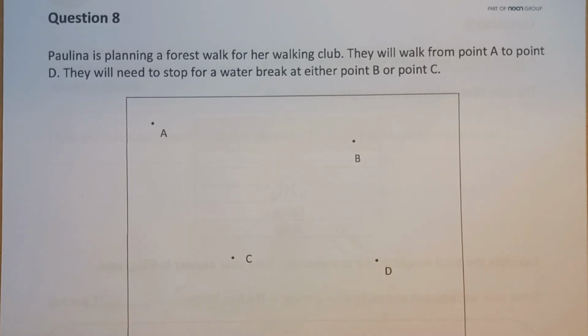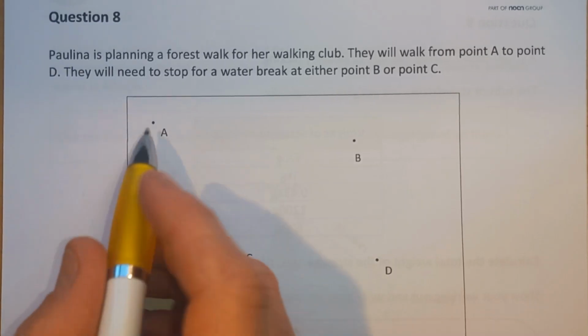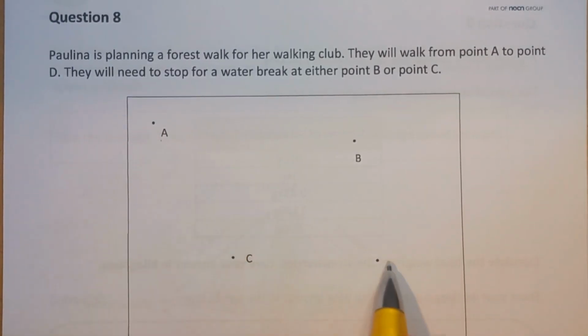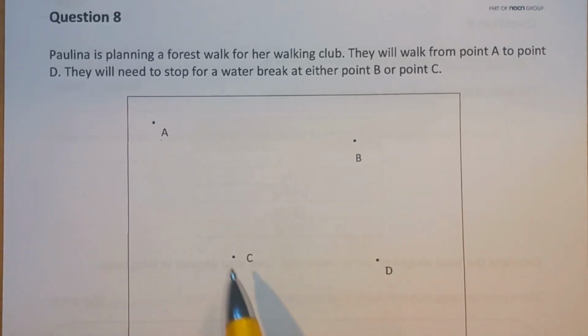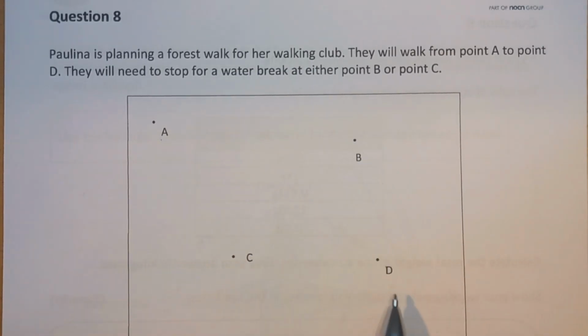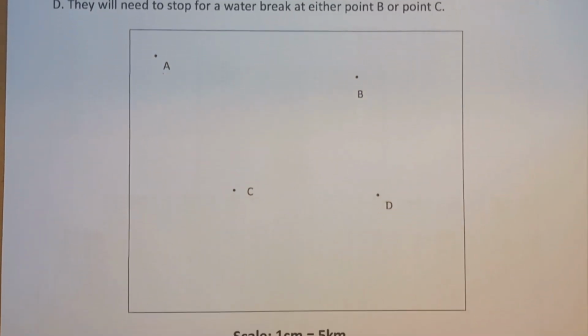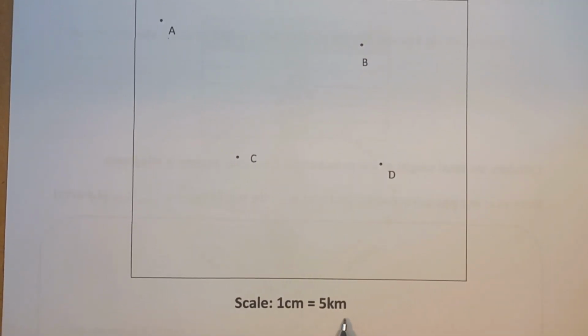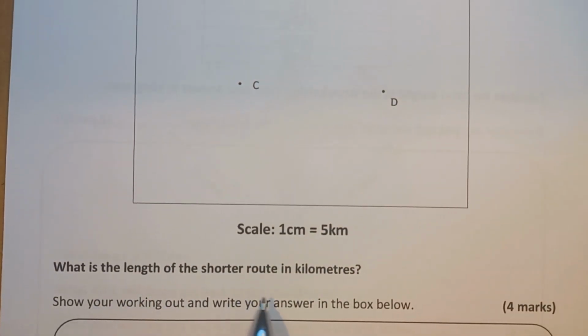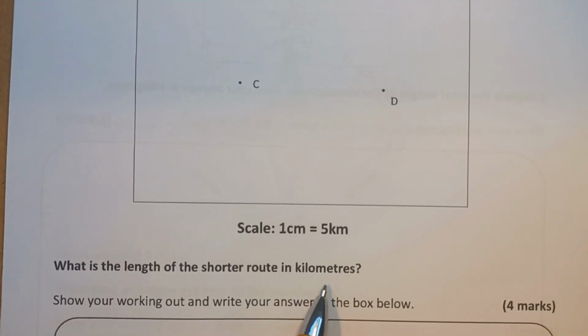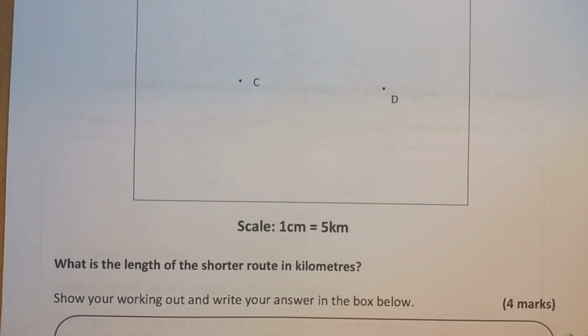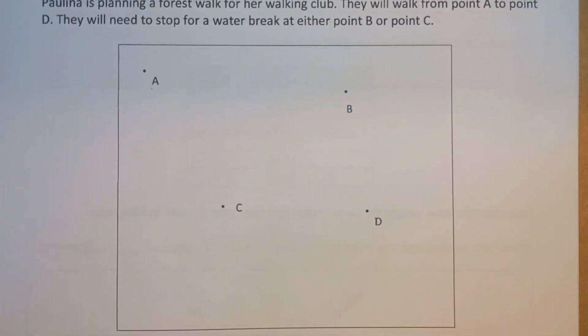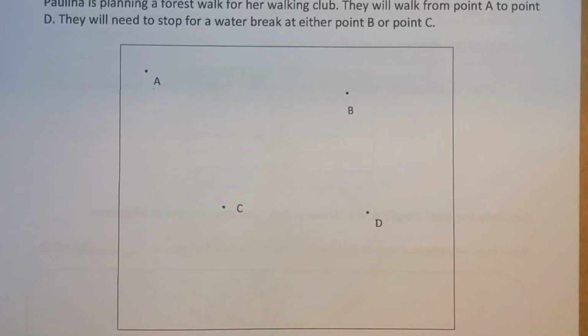Question 8. Paulina is planning a forest walk for her walking club. They will walk from point A, up here, to point D, which is over here. They will need to stop for a water break at either point B or point C. It says either, so they don't have to do both, just one or the other. And down here we've got a scale. 1 centimetre equals 5 kilometres. And the question is, what is the length of the shorter route in kilometres? Okay, so if it's the shorter route, we kind of need to work out both really.